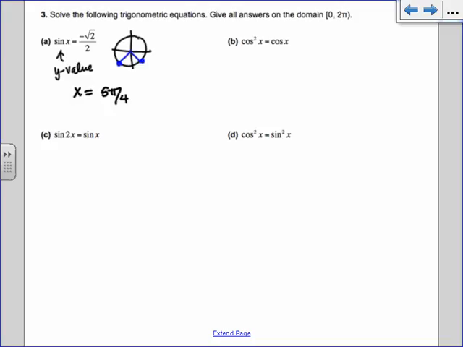5 pi over 4 and 7 pi over 4. Okay. All right, so that's our angles.